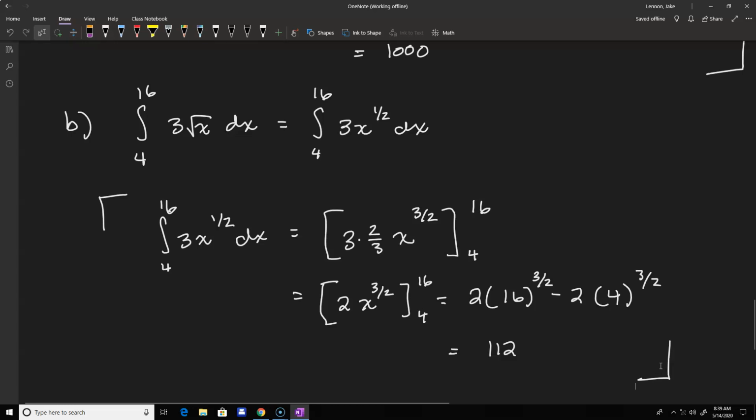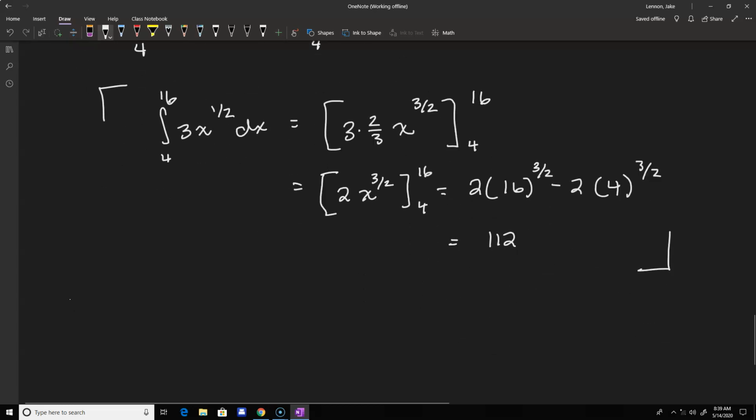Okay, so let's look at one involving maybe the sine of x. So let's suppose we have the integral from 0 to 2 pi of the sine of x dx.